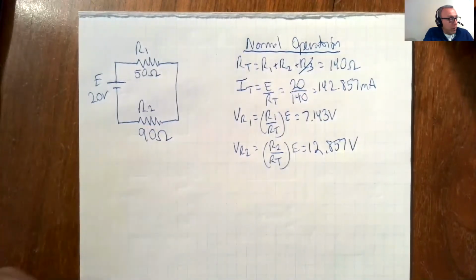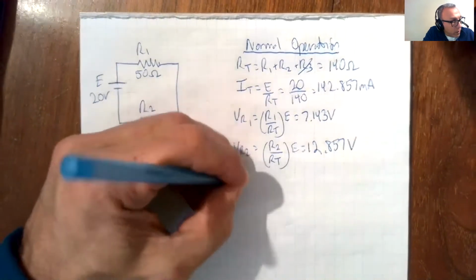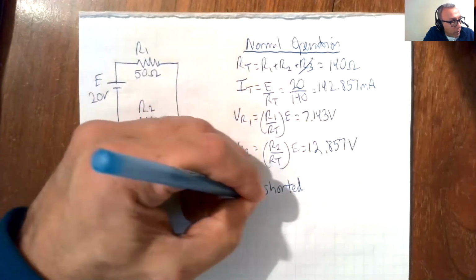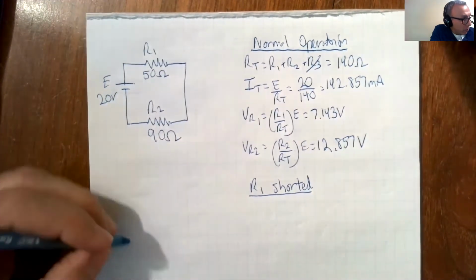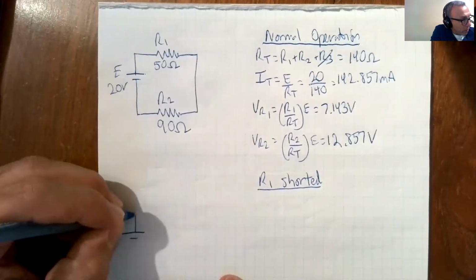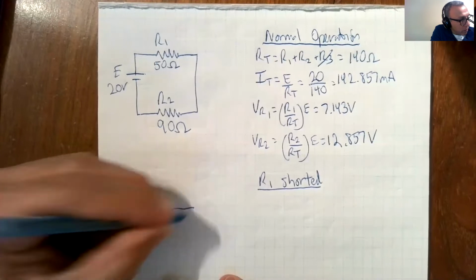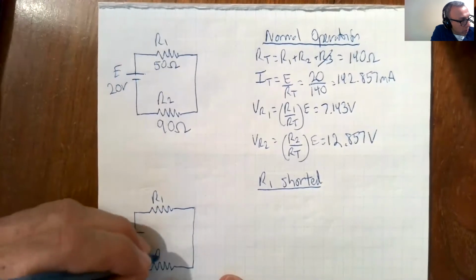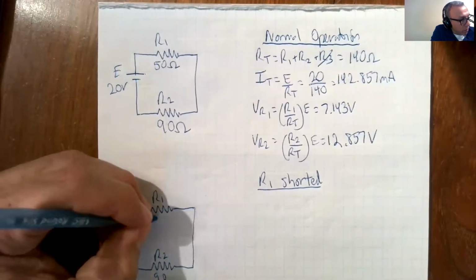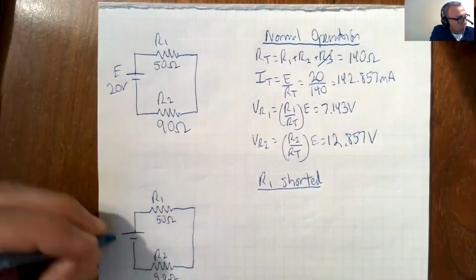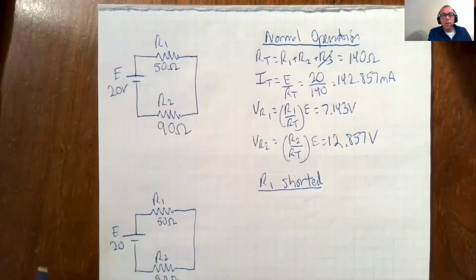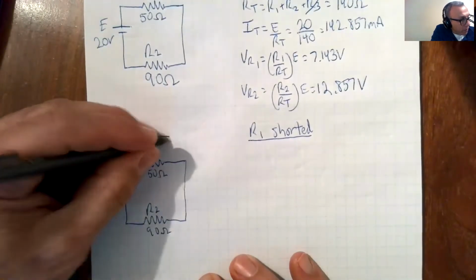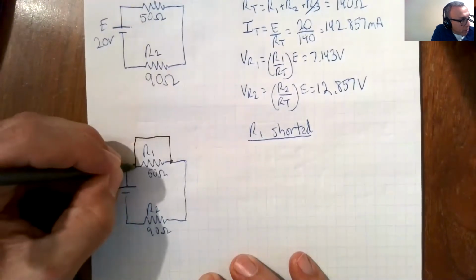Now something goes wrong. Unknown to us yet, R1 has been shorted. So this is what we end up with. There's R1, and E is equal to 20. So R1 has been shorted. Something happened and the load got shorted.